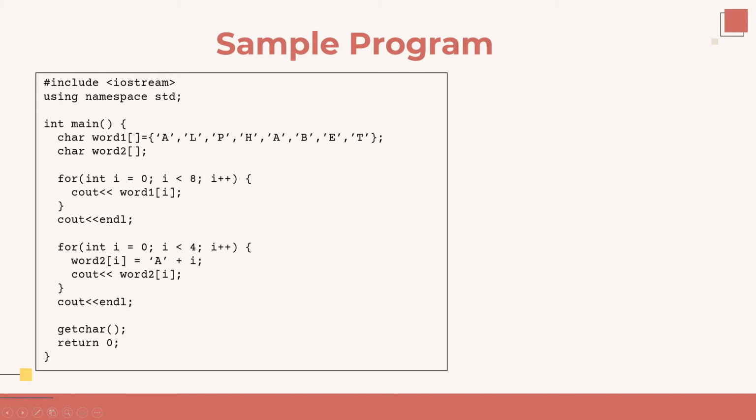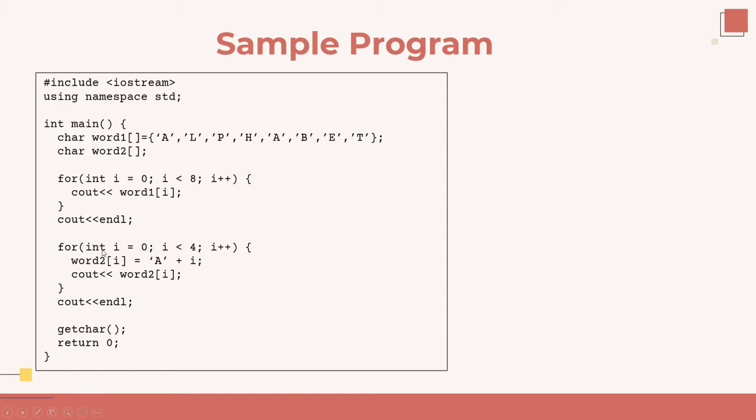And the first for looping function is used to display the contents of the array word1 from index 0 until the index is less than 8. It means that the last index is 7. And then the value of i will increase one by one. And this is word1[i]. It is used to display the character in word1 by this index.